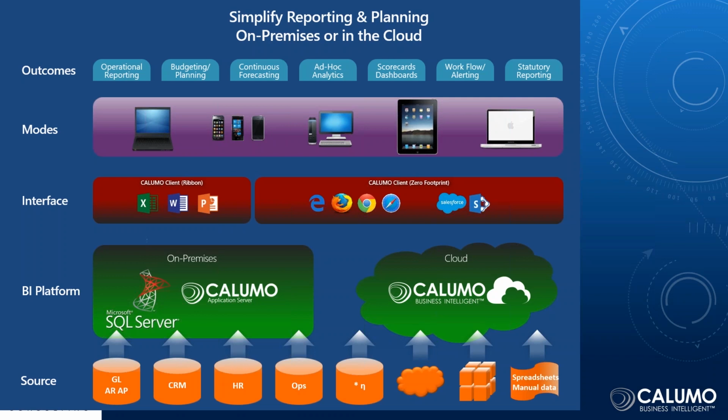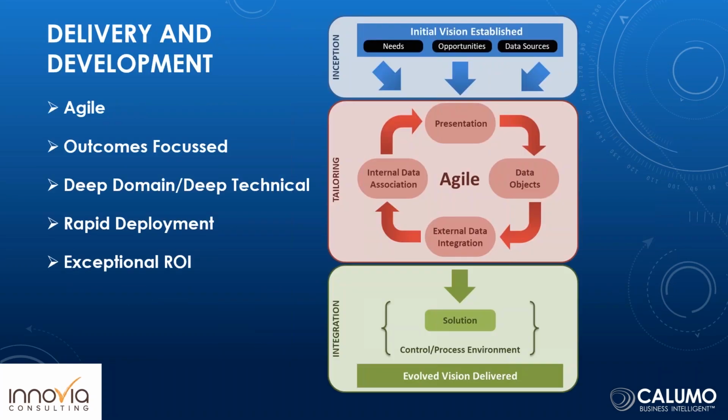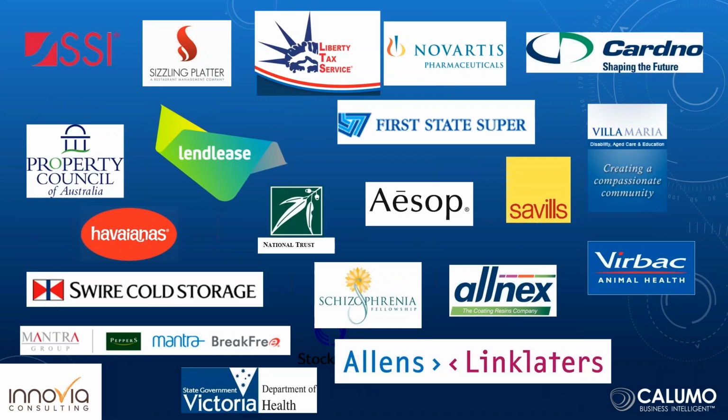Okay, thank you. And can Kuhmo do rolling forecasts? Oh yeah, yeah. Rolling forecast, I'm going to skip a few slides here. That's all our security certification and stuff. Agile, I mentioned that. I want to show you these guys here. This is just some of our customers. Liberty Tax Service, they're a great customer of ours, Sizzling Platter, SSI, plus a whole bunch from around the world here.